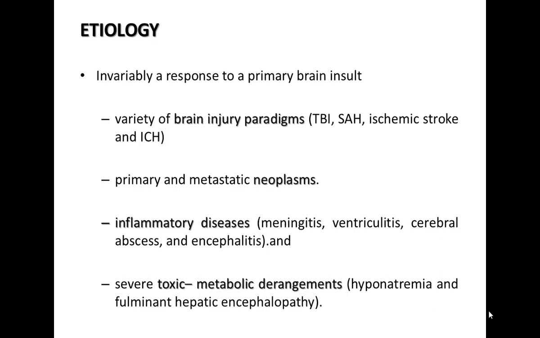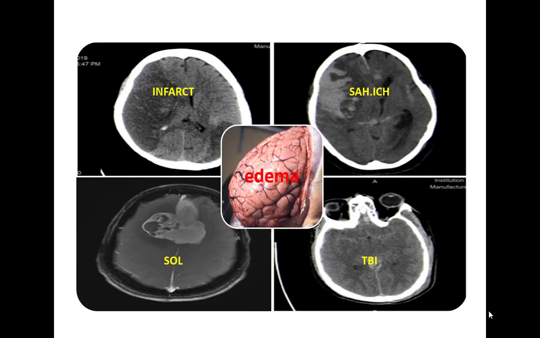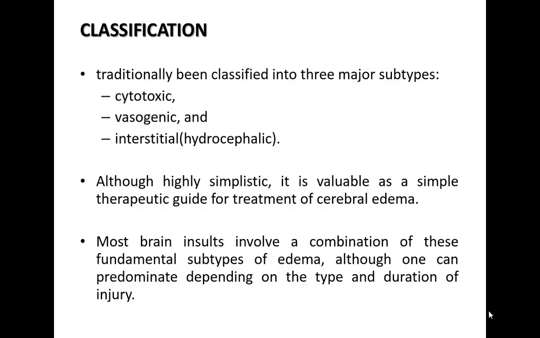Etiology can be variable, so I'm not only going to talk about TBI here, I'm going to talk about a varied etiology. It's going to be TBI, subarachnoid hemorrhage, ischemic strokes, intracranial hemorrhages, primary and metastatic neoplasms, inflammatory diseases like meningitis, ventriculitis, abscesses and encephalitis, and obviously toxic metabolic derangements like hepatic encephalopathy. So as I told you, it can be varied, it can be an infarct, SAH, ICH, it can be a SOL, it can be traumatic brain injury. All these things would lead to edema.